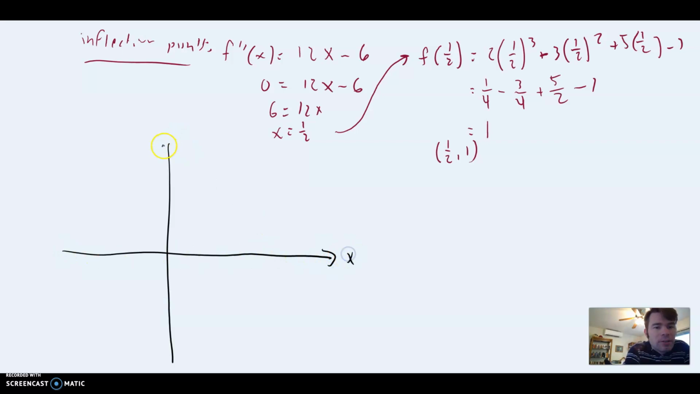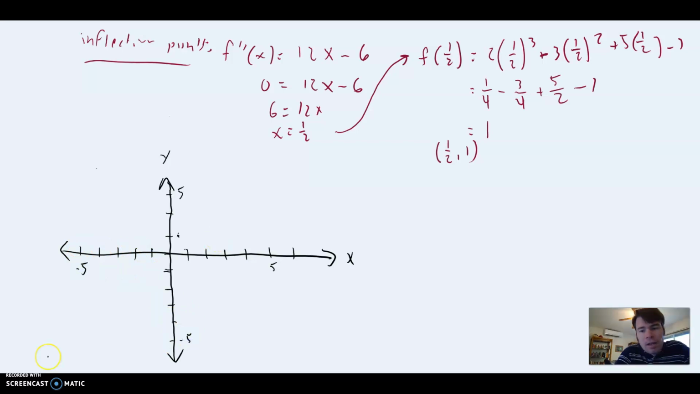first of all, remember, when you're drawing a graph, label the axes, label the scale on those axes. And now we're plotting that point that we have for the inflection point, (1/2, 1), right there. And our y-intercept that we found earlier, that's down here at (0, -1). So we've got those 2 points.